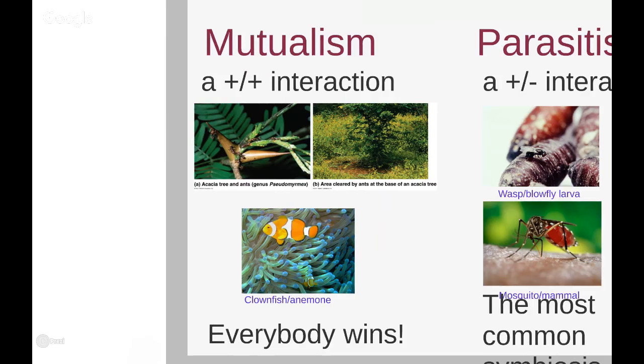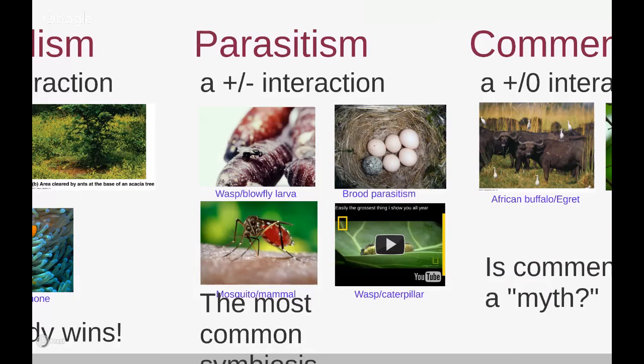And you have parasitism. This is the most common type of symbiosis and the creepiest. You have wasps and botfly larvae, mosquitoes and mammals, wasps and caterpillars. You want to watch that video on your own. It's really cool. Then someone asked this in class, I believe it was Alex, about brood parasitism, where birds will lay eggs in other birds' nests and have them take care of those. That would be an example of parasitism, because those baby birds are competing with the other birds for food, and that's a negative impact. So I guess that would be an example of a parasite.